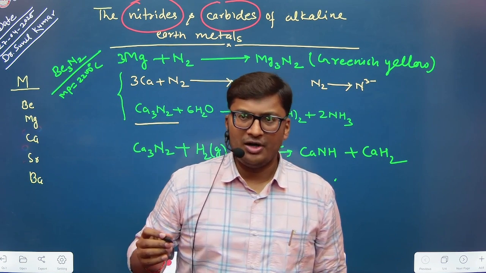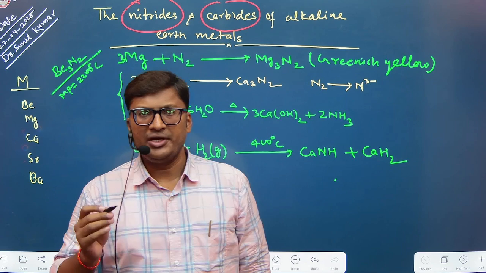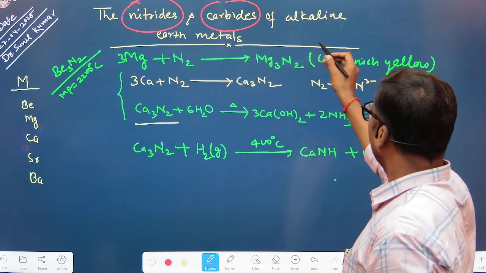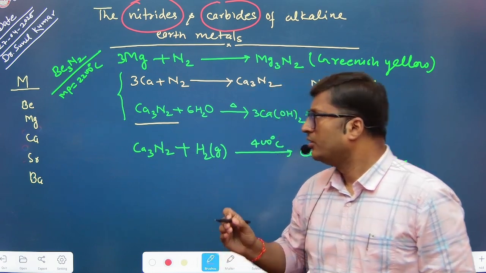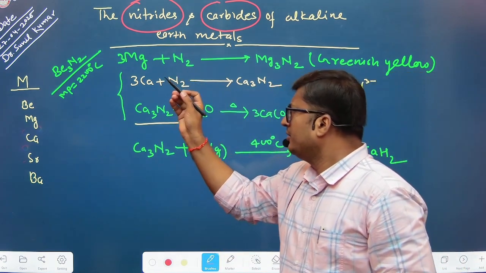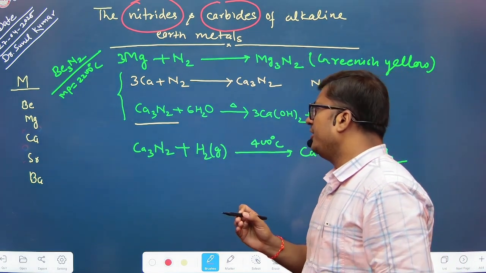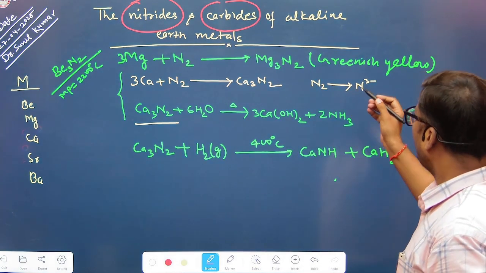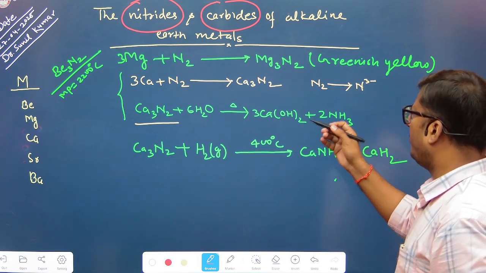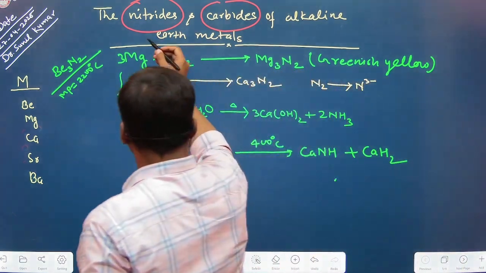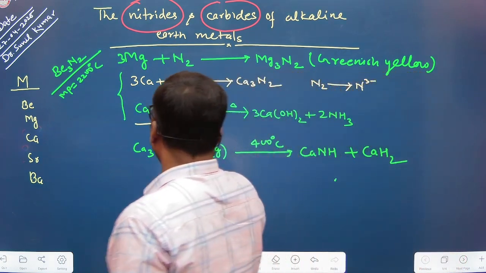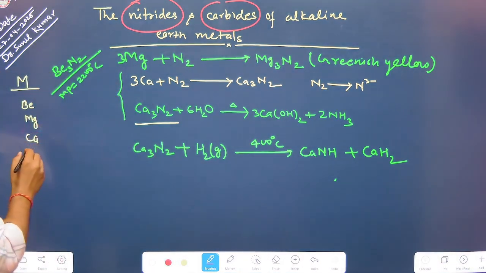Today I have brought a more interesting and exciting topic in chemistry, that is the nitride and carbide of alkaline earth metals. The chemistry behind these topics involves a fancy and interesting type of bonds and their properties. This topic is only for the alkaline earth metals, not the other metals, right?